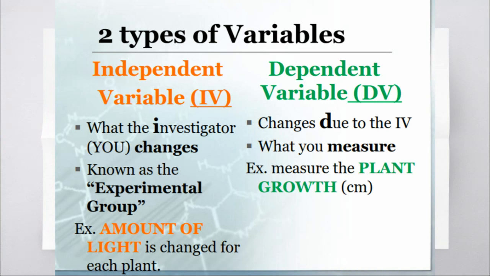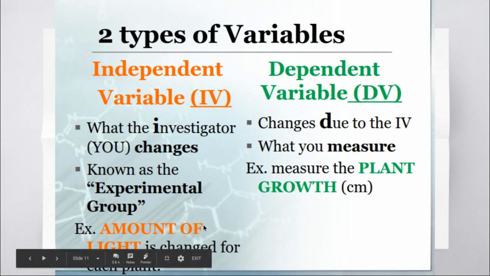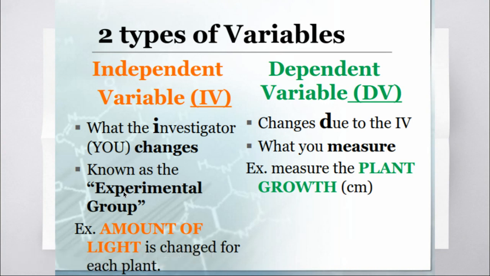That's the independent variable. It's also known as the group that's being experimented on. Okay, it's the experimental group. Example, the amount of light being changed. If you change the amount of light different plants are given, then the amount of light is the independent variable. And the experimental groups are the ones with like 4 hours of light or 5 hours of light or 6 hours of light. The dependent variable is what you're going to measure.